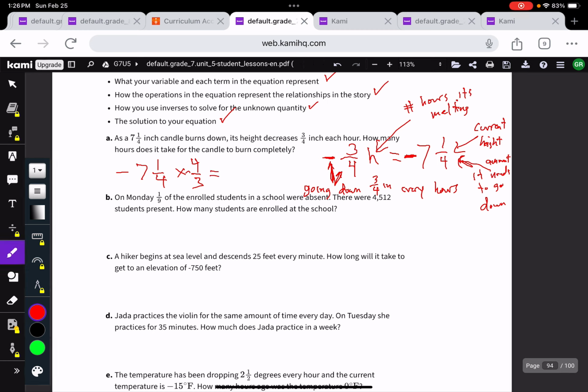How would I solve this? First off, I got to change this into an improper fraction. And if you remember, I have the buying rule, meaning how many fourths is 7 1/4? Well, 7 is 28 fourths, meaning 28 divided by 4 is 7. 28 fourths plus another fourth is 29 fourths. 29 fourths times 4/3.